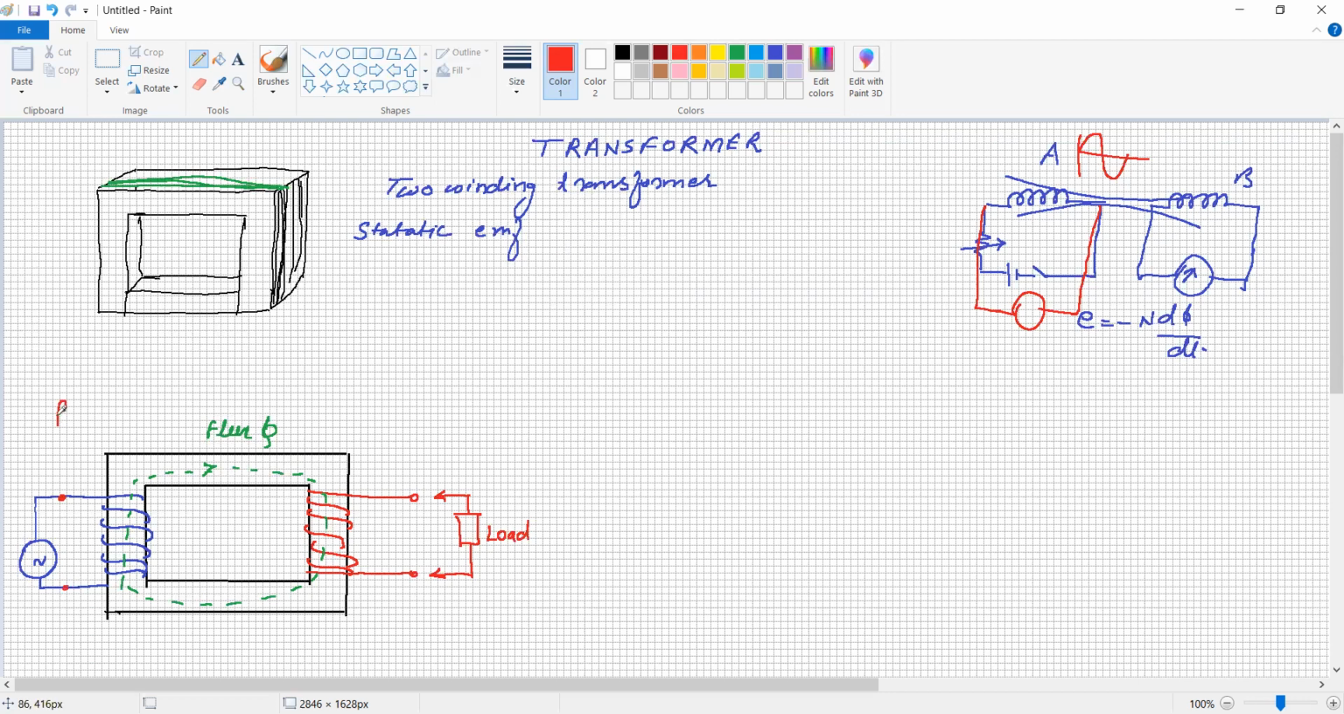So we call this the primary winding, and this is the secondary winding. Now, these windings may be named depending upon the voltage.